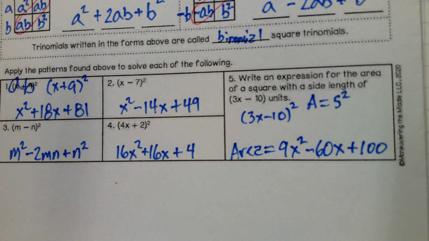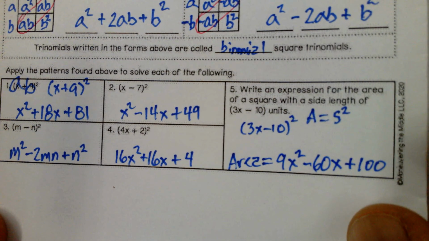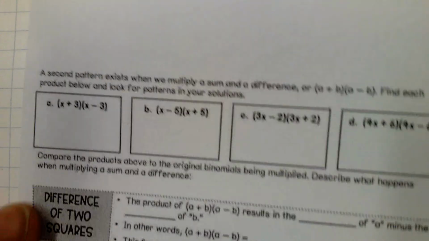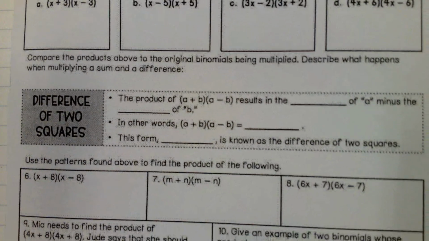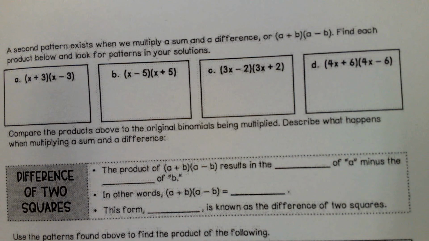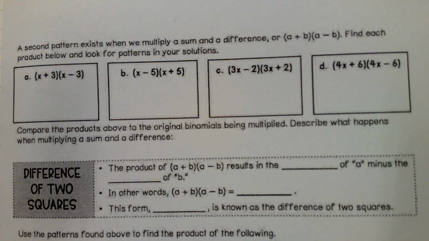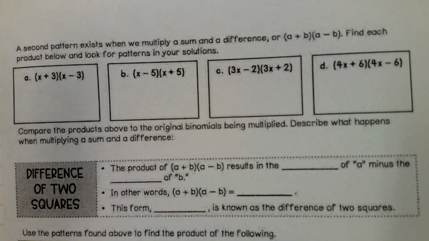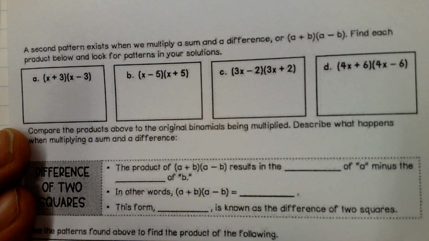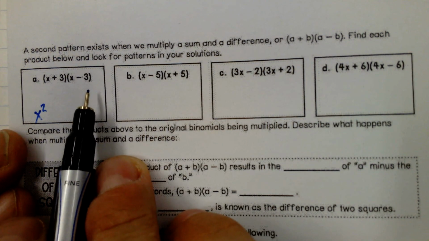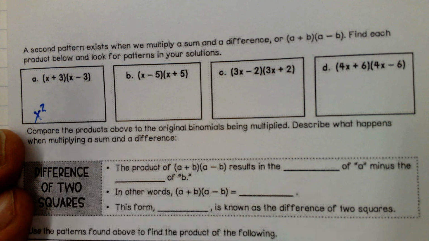There's another pattern I'd like to show you, and it's over here. It's called the difference of two squares. I think you already anticipated. Let's quickly multiply these using FOIL. We get x squared, negative 3x, and then positive 3x. They cancel. So then I multiply 3 times negative 3.